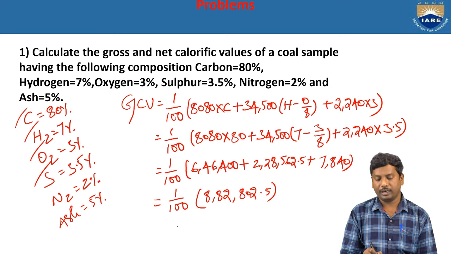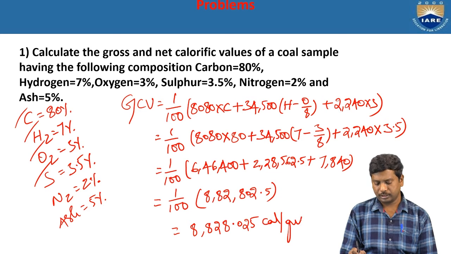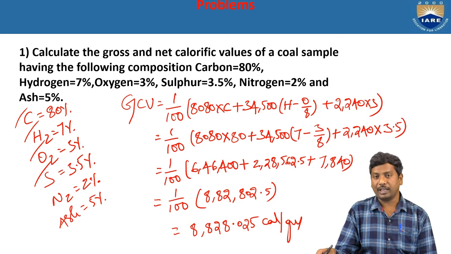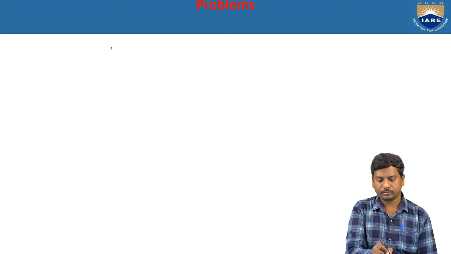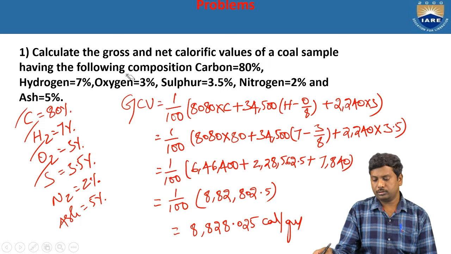So now it is divided by 100. Finally, we get 8,828.025 calorie per gram. So this is the value of gross calorific value, nearby 8,828.025 calorie per gram.